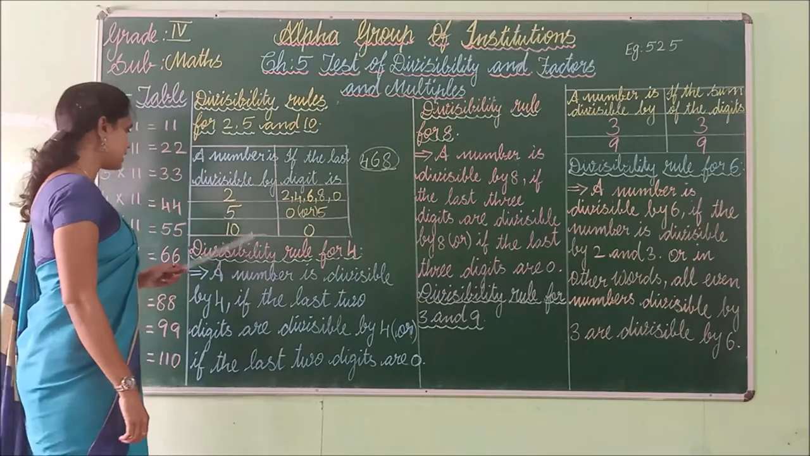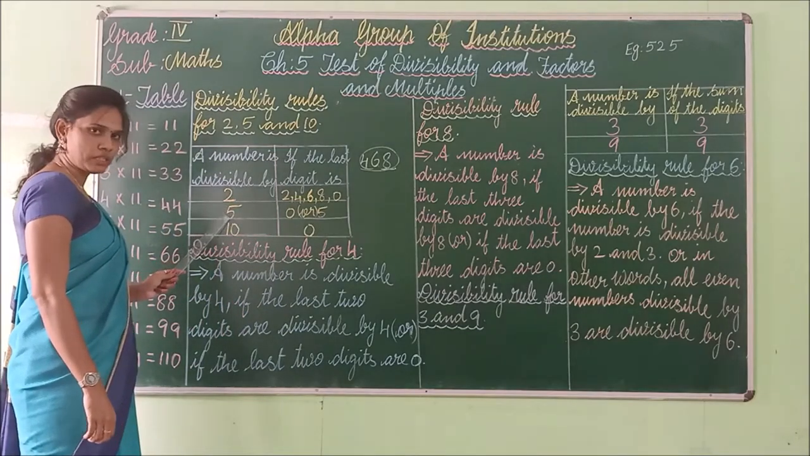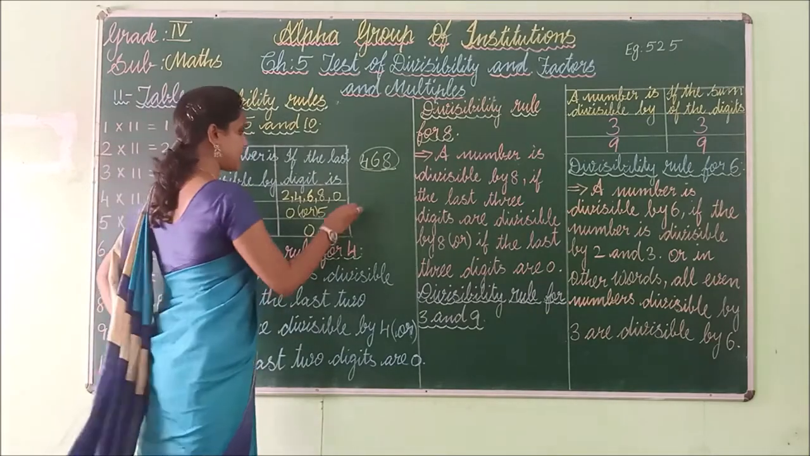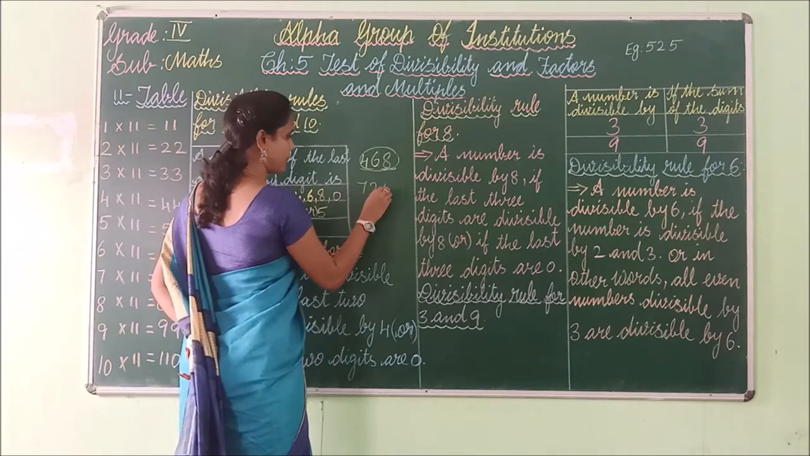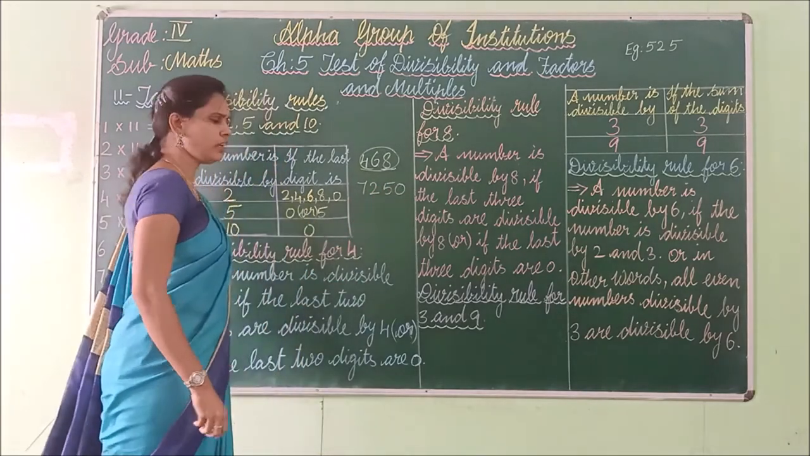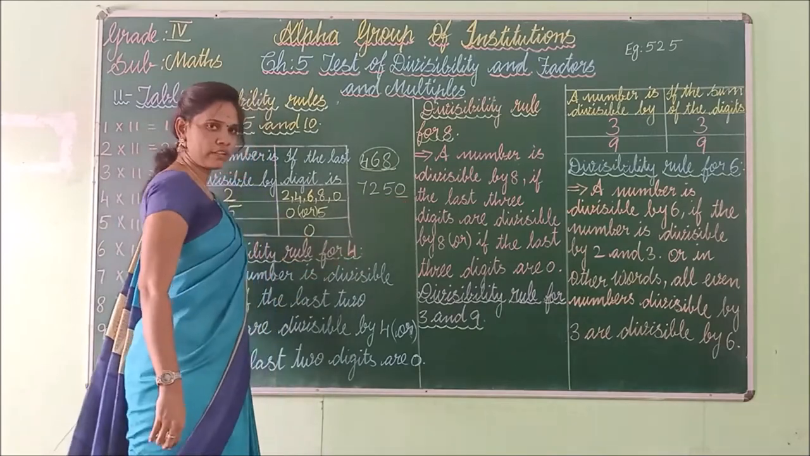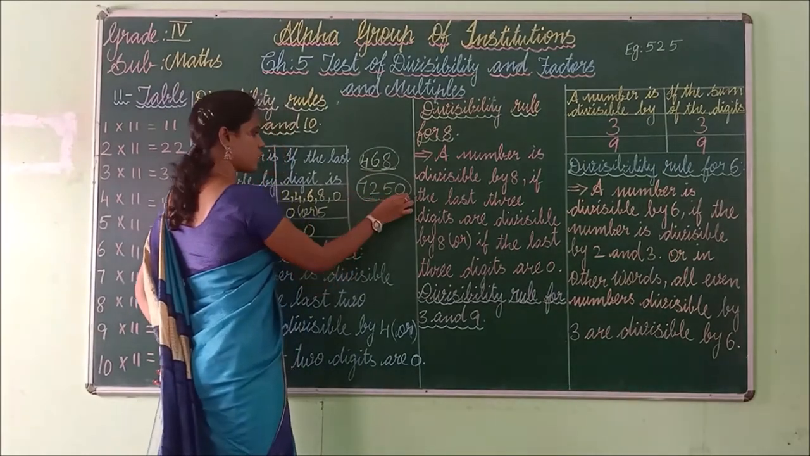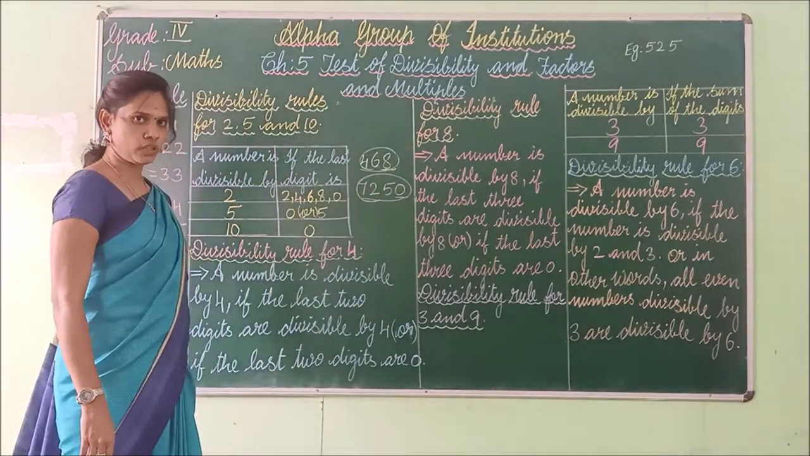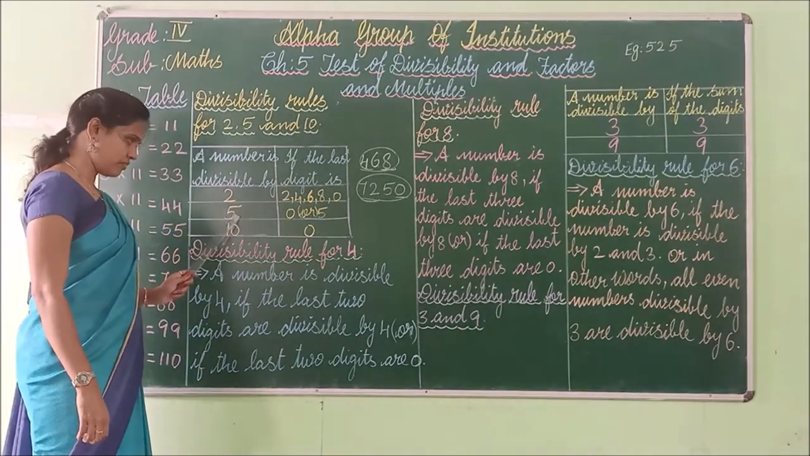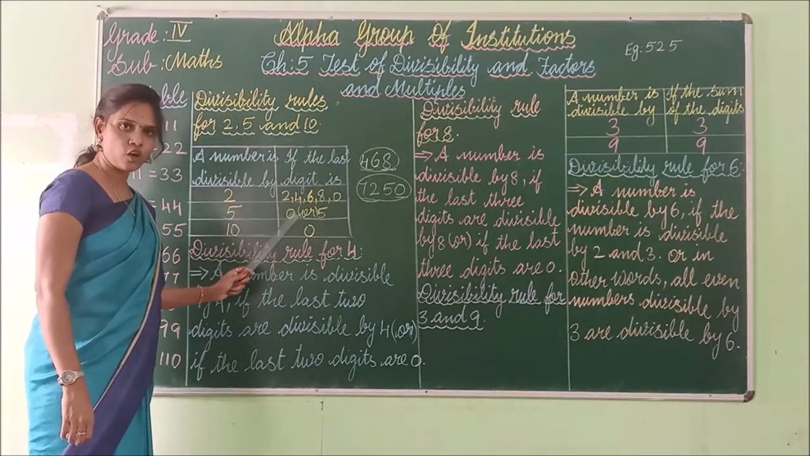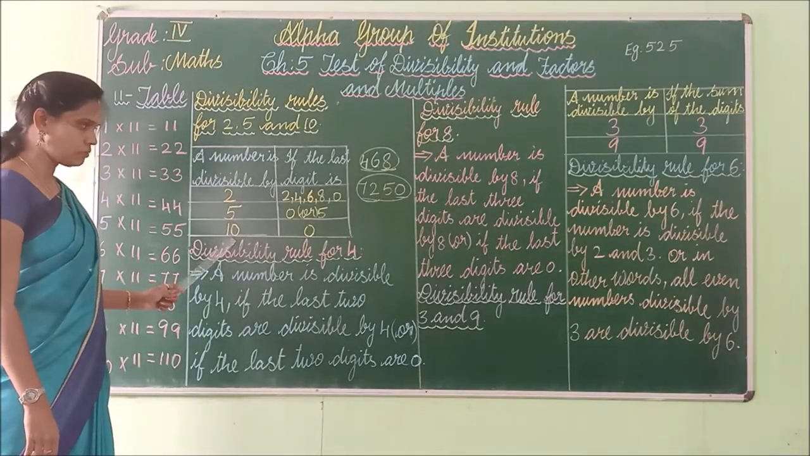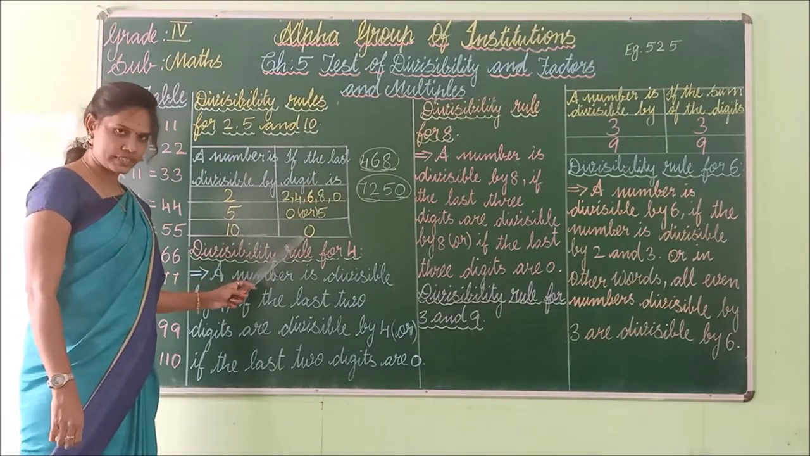Yes, fine. See the next one, 5. If it is 5 the last number should be 0 or 5. For example, 7250. The last number is 0. Now tell me whether it is divisible by 5? Yes, it is divisible by 5 because the last number is 0. A number is divisible by 5 if it ends with 0 or 5.